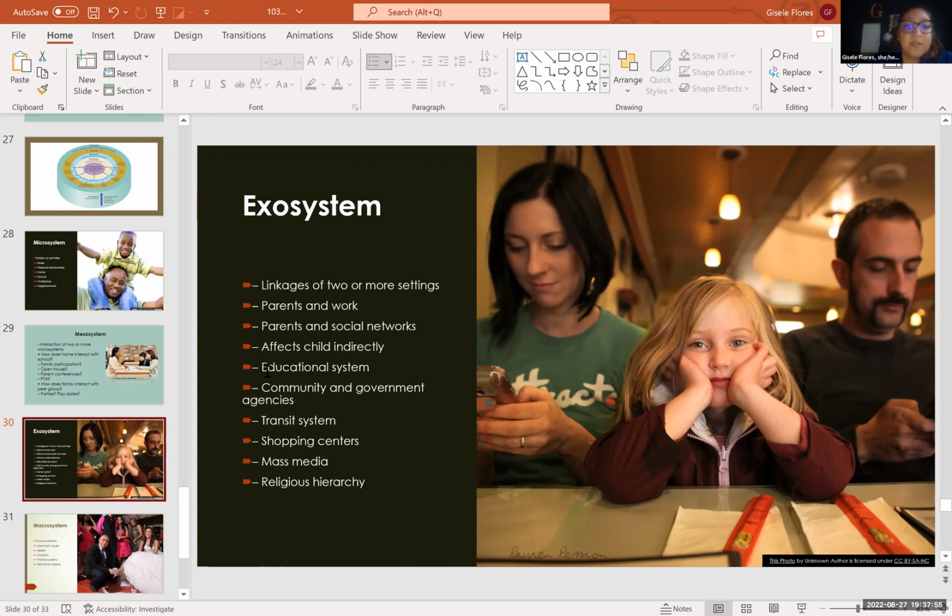So it also looks at the educational system, the transit system. So can the child take the bus to school? Are there shopping centers around there? Because that affects the environment in which the child is in as well. Also looking at mass media, religious hierarchy. These are all things that indirectly affect the child.